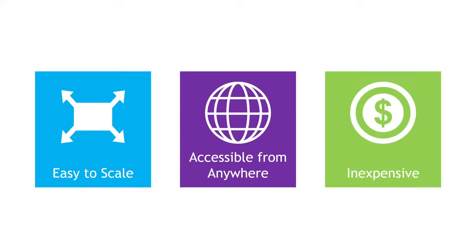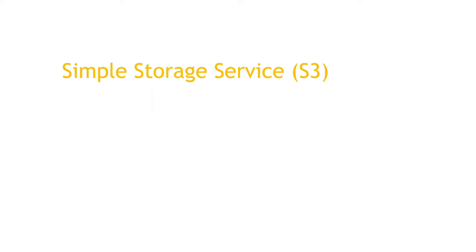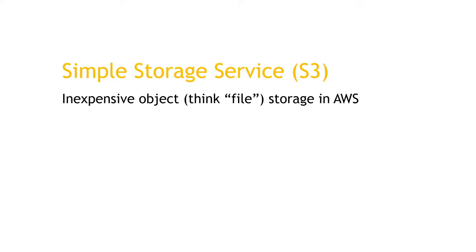And most importantly, you need a storage solution that's inexpensive. Since this is just a side project for you at the moment, you really can't be throwing tons of money at it. So enter the Simple Storage Service, or S3, the three S's, if that's not clear. This is inexpensive object storage in AWS. Now, if object storage doesn't really mean anything to you, for this exercise, you can think of it kind of as a file, a photo, a video, a log file, a PDF, something like that.